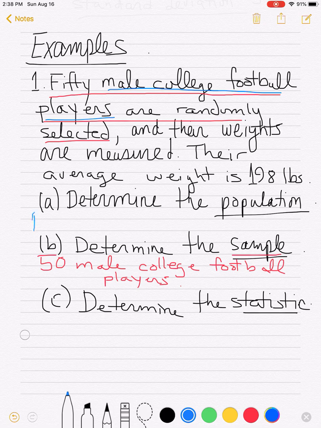So all male college football players. In this situation, we're only taking 50, which is a sample, to gather data on. But in actuality, we're interested in probably finding out about all male college football players.